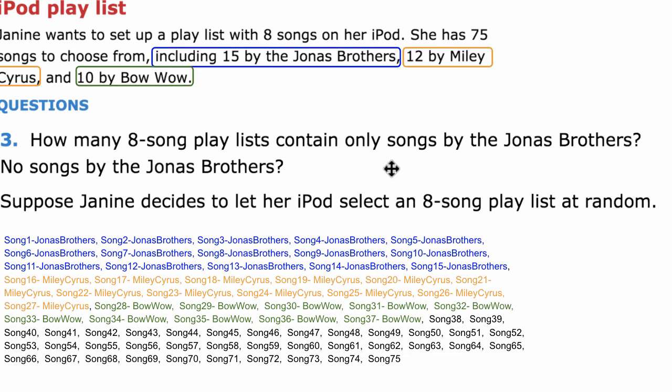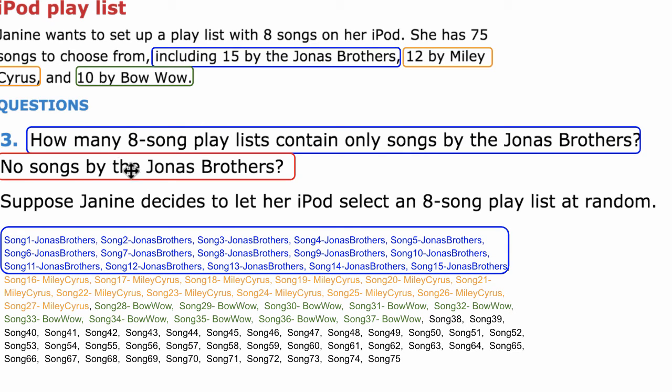All right, a few more hints. For number 3, how many 8-song playlists contain only songs by the Jonas Brothers? We're not going to do the one about no songs by the Jonas Brothers. We're only going to do this one, so please do that one on your own. But notice again, we have 15 songs from the Jonas Brothers. So we're asking, for an 8-song playlist, how many involve just the Jonas Brothers only? So you can form a lot of them.